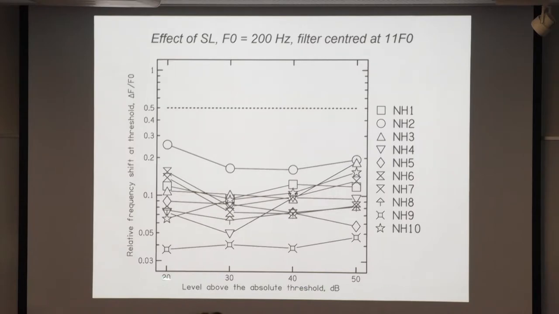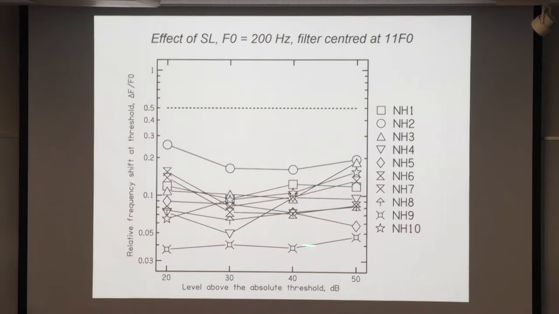plotted as a function of sound level. And what I'm plotting here is the relative shift at threshold, that is the shift in frequency of the components divided by the fundamental frequency. So this is our kind of limit. If they hit that limit, then they can't do the task.